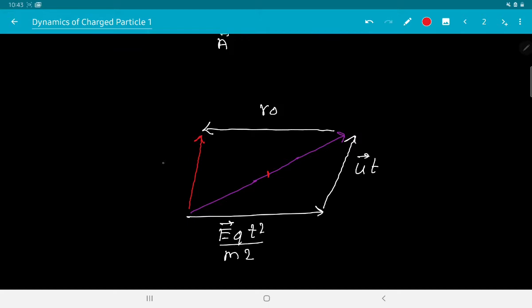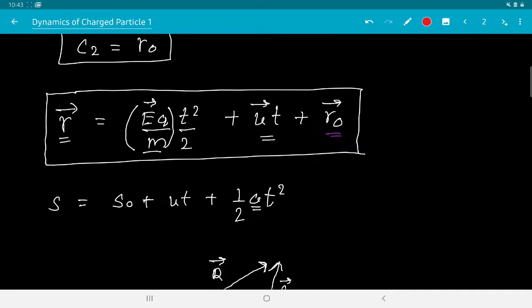Now we know the resultant is the displacement vector. So the displacement vector can be represented in diagrammatical form like this. This will show you the diagrammatical representation of the equation that we have just written. Our displacement vector is equal to eq by m into t square by 2 plus ut plus r naught.